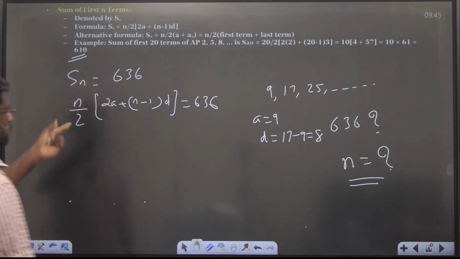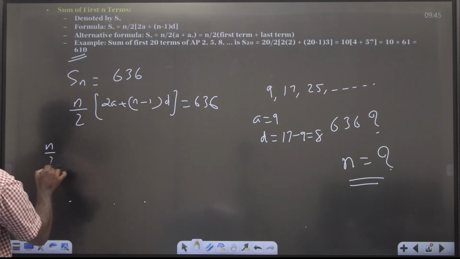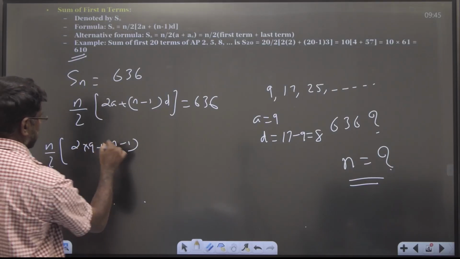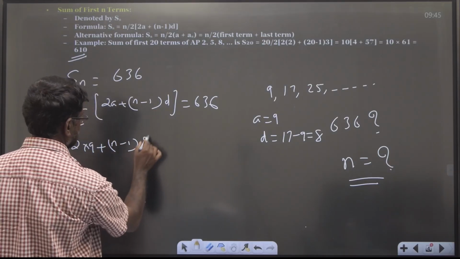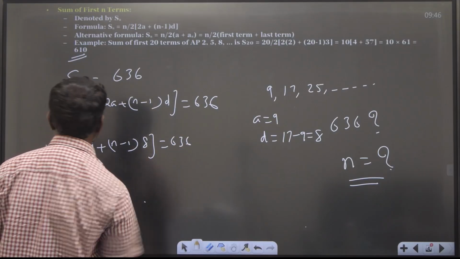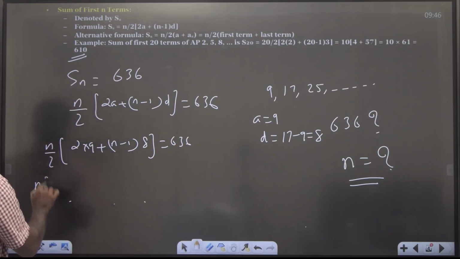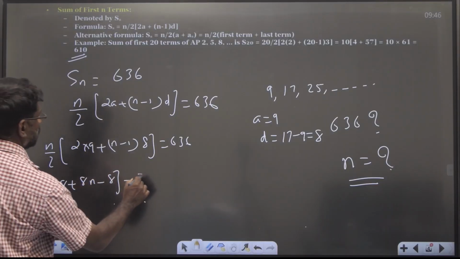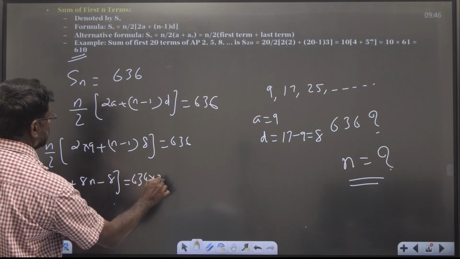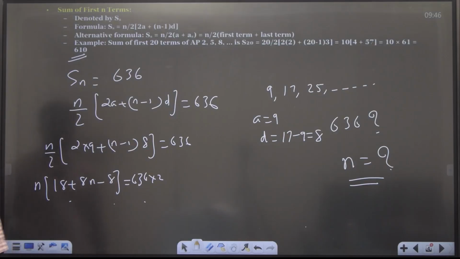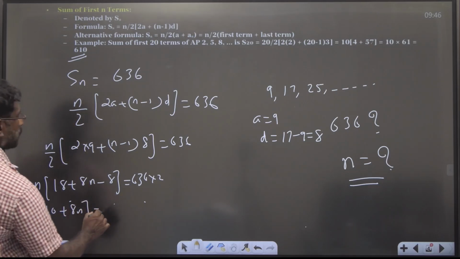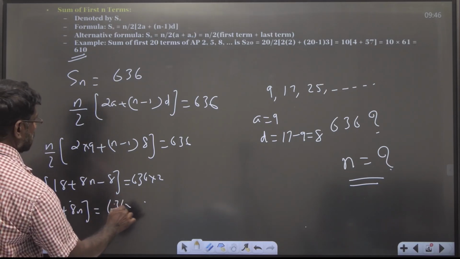Okay, substitute here. We have to find out n. So n by 2 into 2 into 9 plus n minus 1 into d, and d is 8, equal to 636. So n into 18 plus 8n minus 8 equal to 636 into 2. Take 2 to the right hand side, cross multiplication. That is n into 18 minus 8, that is 10, plus 8n, equal to 636 into 2.